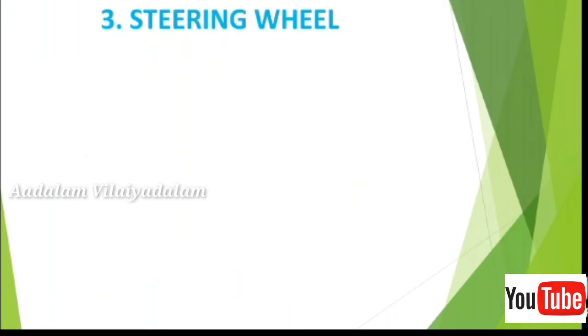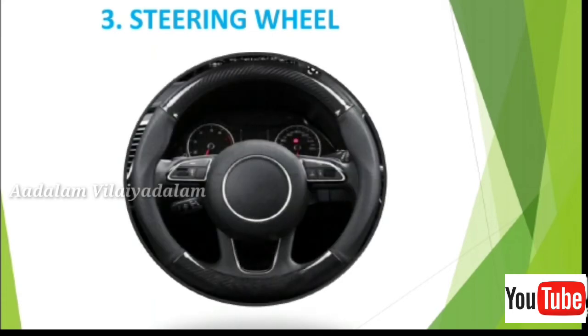Third one, steering wheel. A steering wheel helps you to change the direction of a car easily by applying torque to the wheel with less effort. So, the steering wheel helps to change the direction of the car with the help of torque.